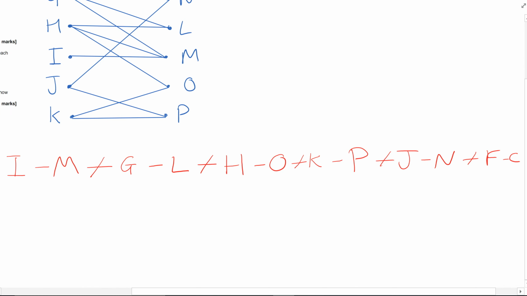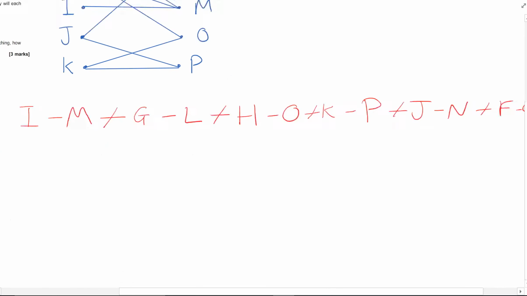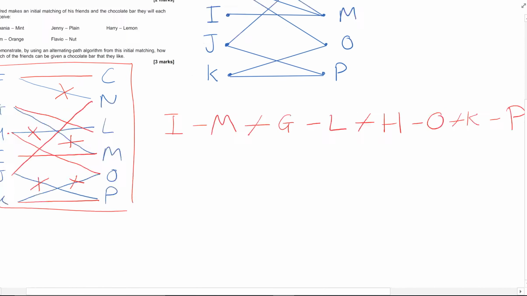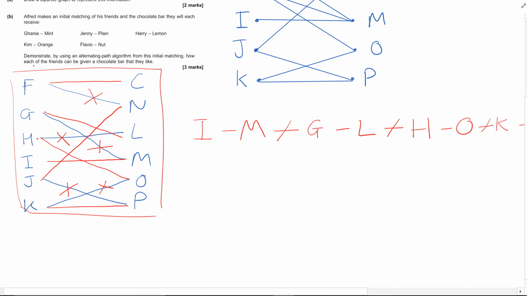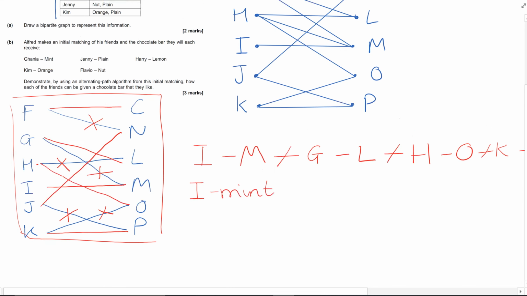So this is a really long line, but the reason why I've made sure it's a single line is because the alternating path algorithm would make us start a new line if we were starting a new part of the algorithm. So that's our final solution. Then we must make sure, because we've been asked to demonstrate how each of the friends can be matched, we need to write down the final matching as well. So Imogen, and at this point you could write out the full names if you wanted to. I'm going to go for the full names of the chocolate bar instead.